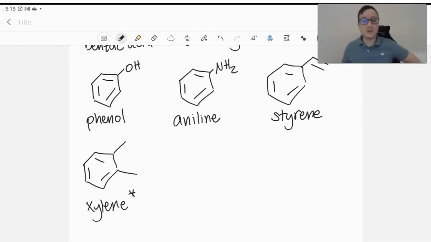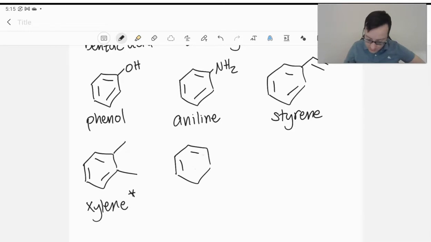If you have two methyl groups on your benzene, it is called xylene. And I'm going to put an asterisk on that because we're going to come back. There's multiple different xylenes. For example, I have those two methyl groups adjacent to each, on adjacent carbons. But there are other places to put them in, so we'll look at those xylenes later.